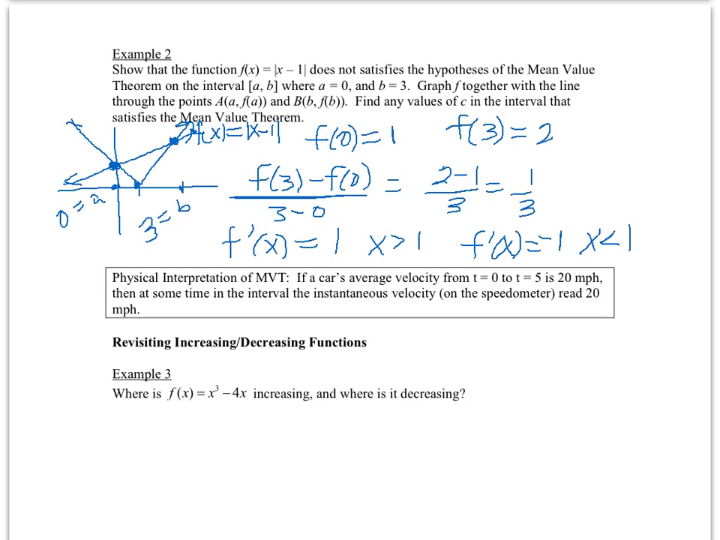The physical interpretation of the mean value theorem, basically, if your car's average velocity from t equals 0 to t equals 5 is 20 miles an hour, at some point in that interval, then your instantaneous velocity, meaning the speed at any one point, so on your speedometer, had to have read 20 miles per hour. And this is where they can get you with speeding tickets if you go through toll booths. They can calculate how far you've gone and the time that it took you based on when you go through the toll booth. And if your average velocity is higher than the speed limit, that means that you were speeding at some point. So that's calculus in the real world for you.